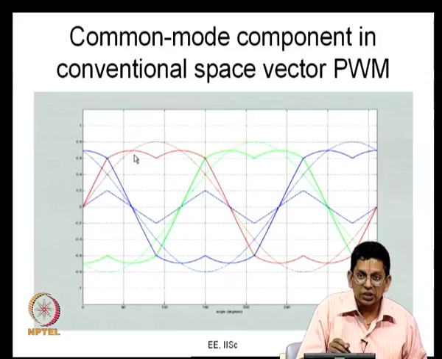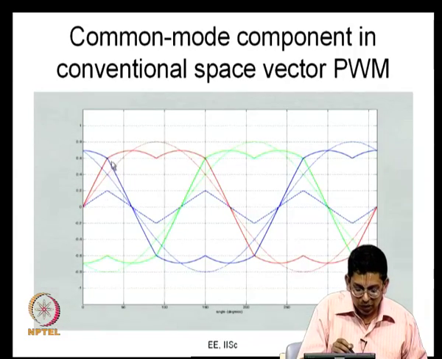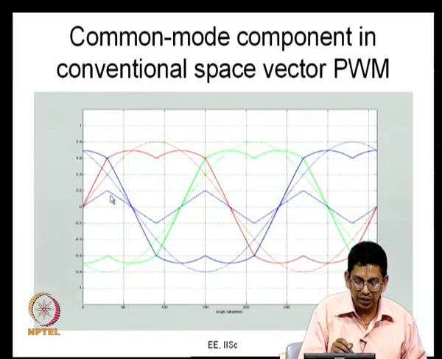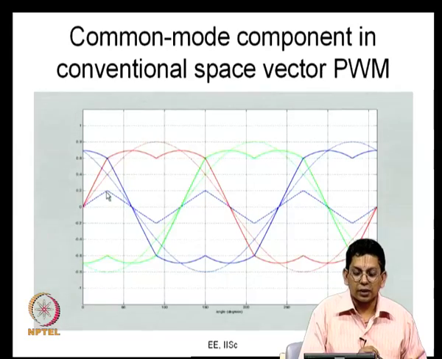Between 0 to 60 degree, MR star is greater than MR, because the common mode component is positive. And at 30 degrees, you can see the change in slope, because the common mode component slope changes there. It is discontinuous, the slope is discontinuous there. This function MCM is indifferentiable at that particular point, right.